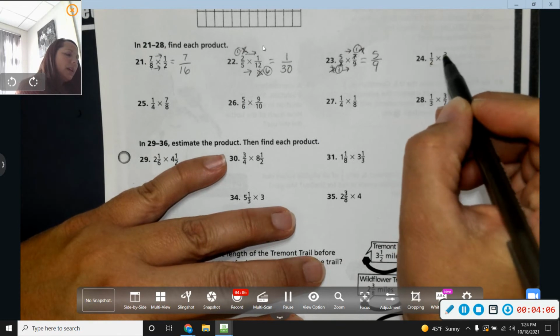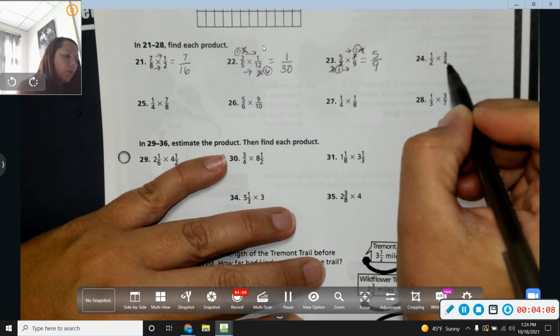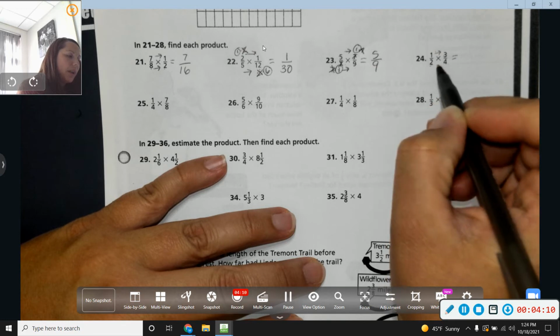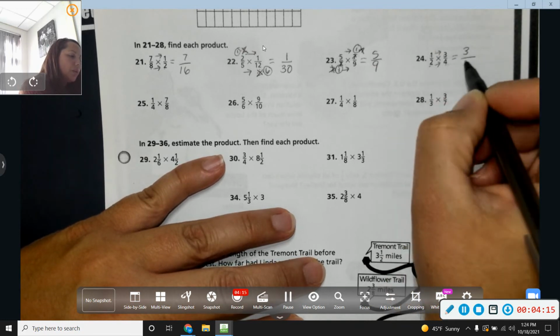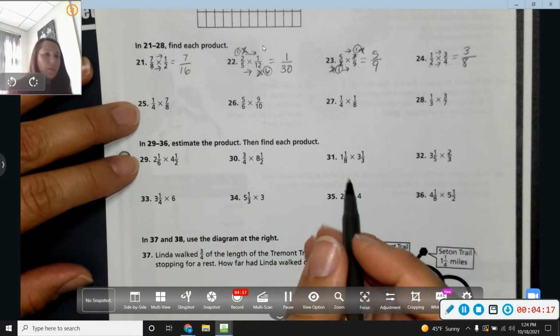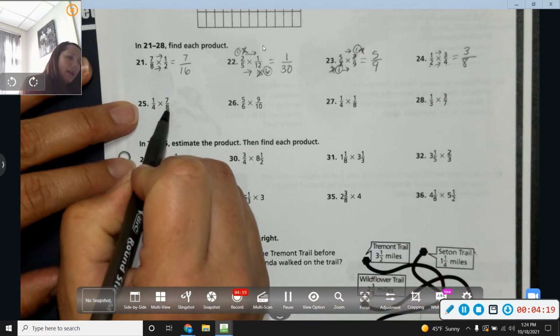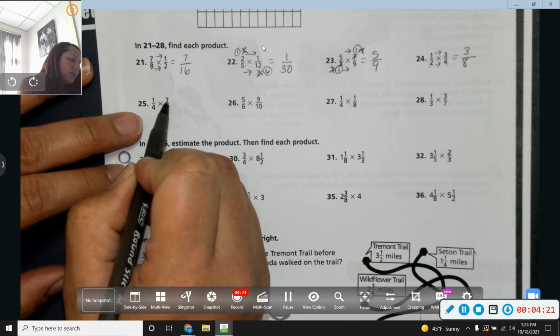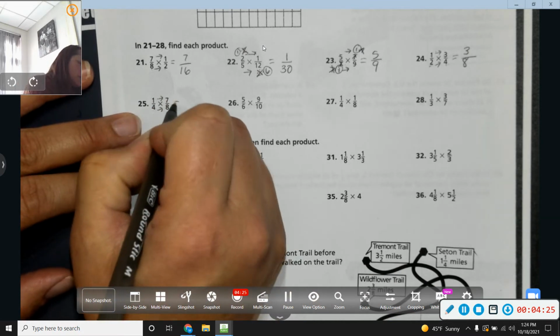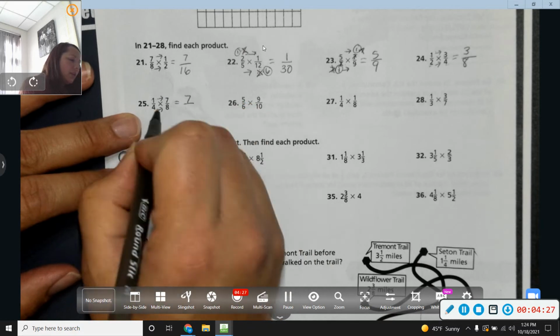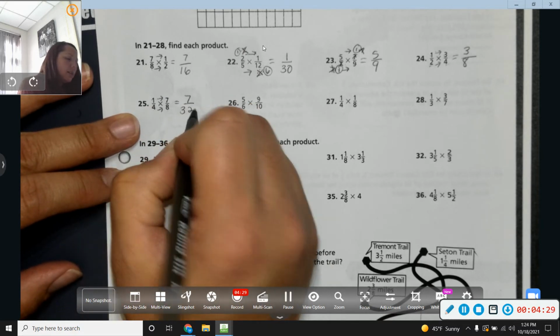2 and 3 do not reduce any further, and 1 and 4 do not. So now I multiply straight across. 1 times 3 is 3. 2 times 4 is 8. 1 and 8 cannot go any further, and 7 and 4, there's nothing I can divide out of both of those. So 1 times 7 is 7, 4 times 8 is 32.